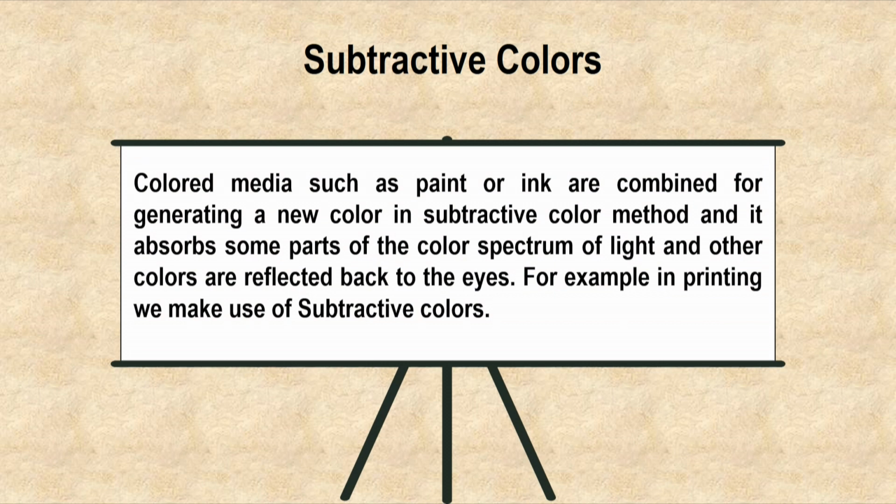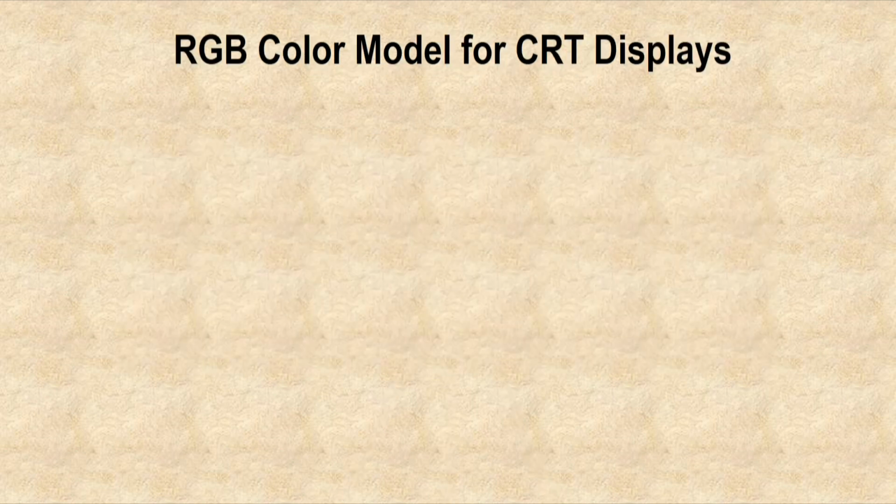Subtractive colors. Color media such as paint or ink are combined for generating a new color in the subtractive color method, and it absorbs some part of the color spectrum of light and other colors are reflected back to our eyes. For example, in printing we make use of subtractive colors.